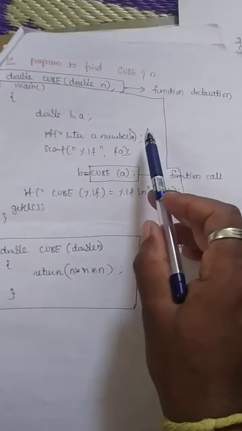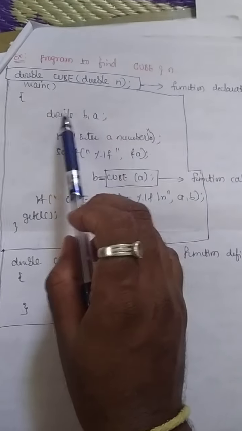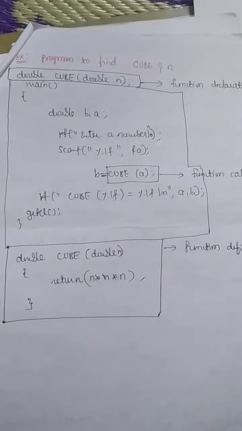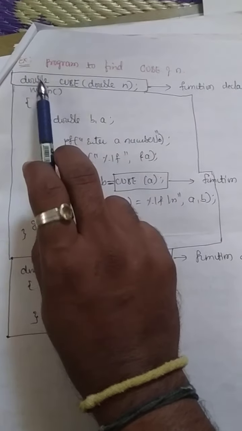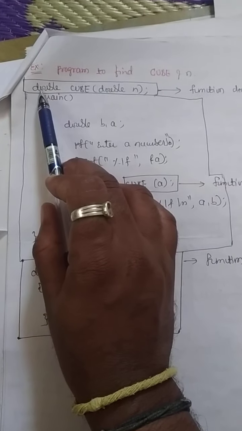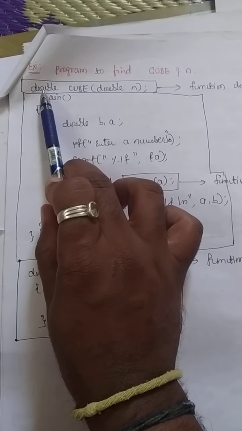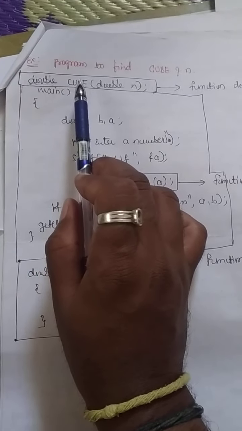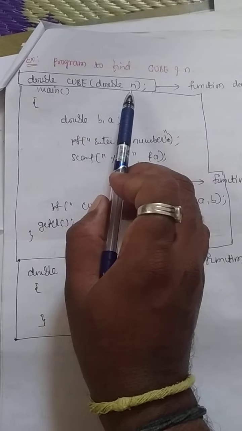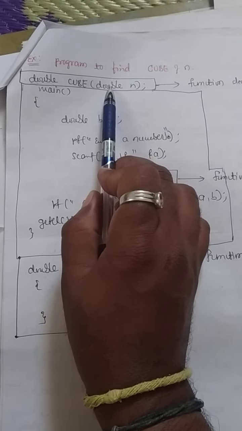We'll see one example of how we can use function declaration, function call, and function definition. This is the program to find the cube of a number. Cube of a number means the number is multiplied three times. We have the function declaration before the main function, with return type, function name and parameter list. The return type is double, the function name is cube, and we pass only one parameter, n, which is also of type double.